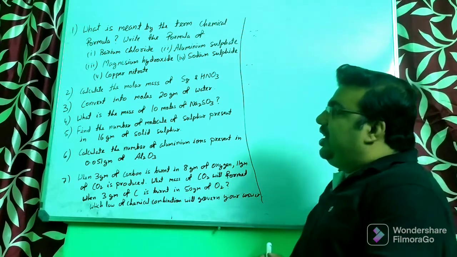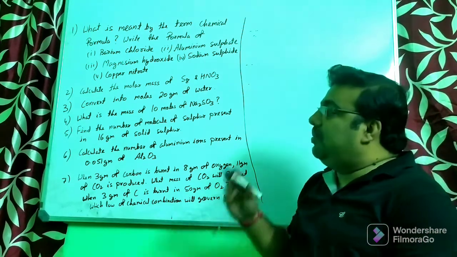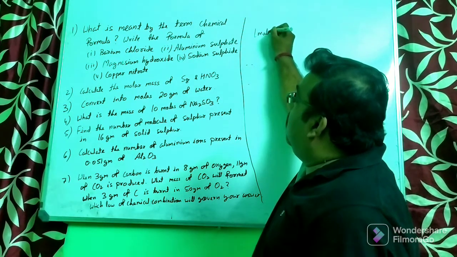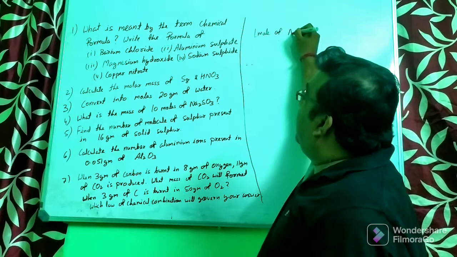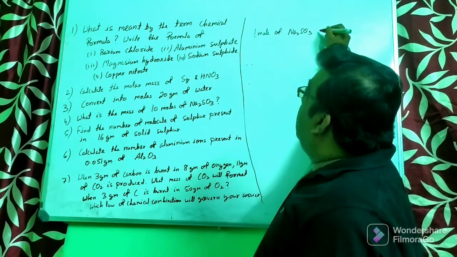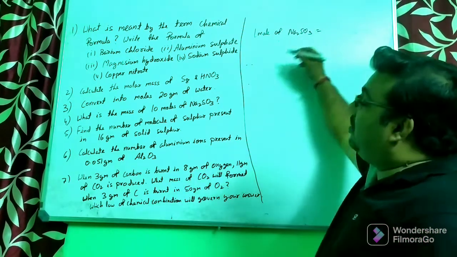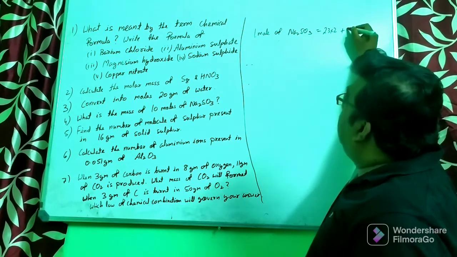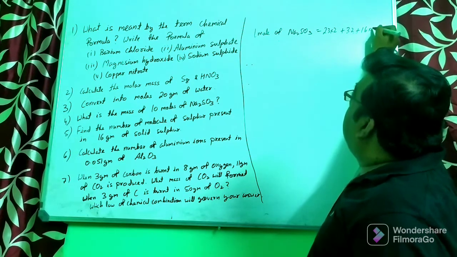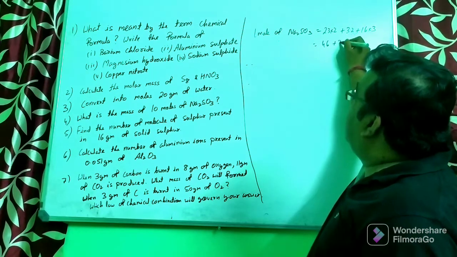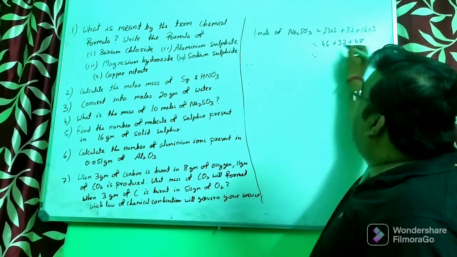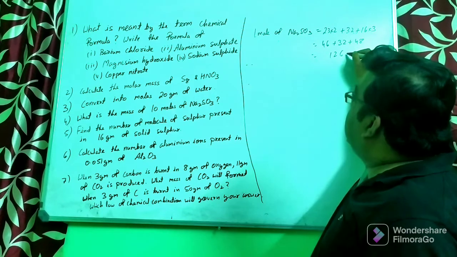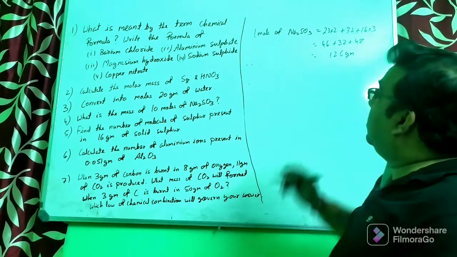What is the mass of 10 mole of sodium sulfide? You have to find the mass of 10 mole of sodium sulfide. Since we know that the mass of 1 mole of sodium sulfide is its molecular mass. Sodium is 23, so 23 into 2, sulfur is 32, and oxygen 16 into 3, so that will be 46 plus 32 plus 48, which comes to 126 gram molar mass.